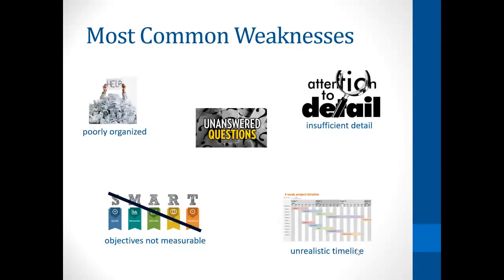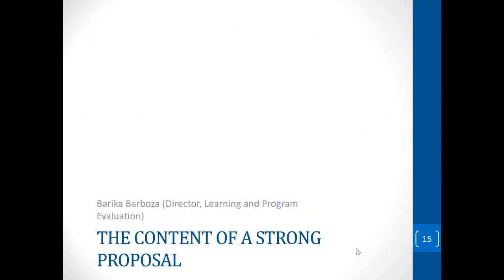Another one, an unrealistic timeline. Be real about what it is that you're doing. A lot of times we tend to be a little overambitious. I think we can get everything done in 3 months, and that's not true. So make sure you're pacing yourself and that you're doing the things when it's realistic. And then the objectives not being measurable. We are going to use measurement, and Marika's going to address all of that later.